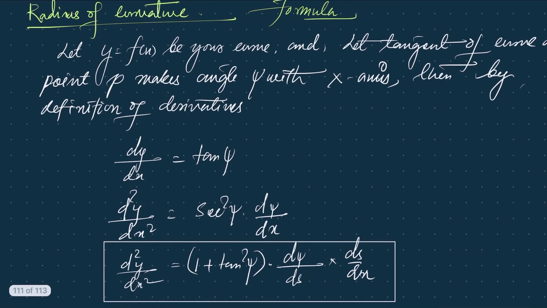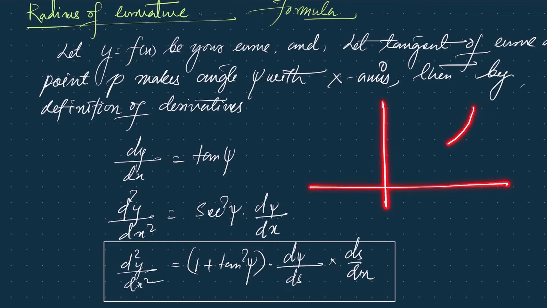So y is equal to f of x. Suppose this is a two-dimensional coordinate system, meaning 2D, and y is equal to f of x is a curve. On this curve we need to find a tangent. Suppose this is the tangent, touching the curve here. This tangent will make an angle psi.